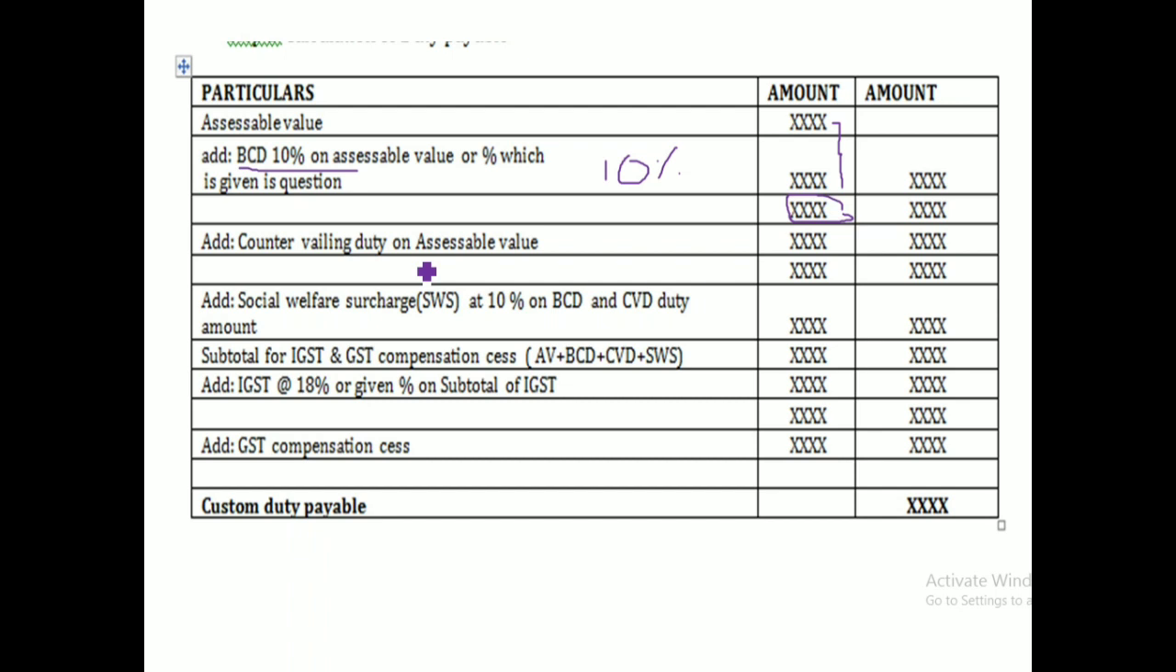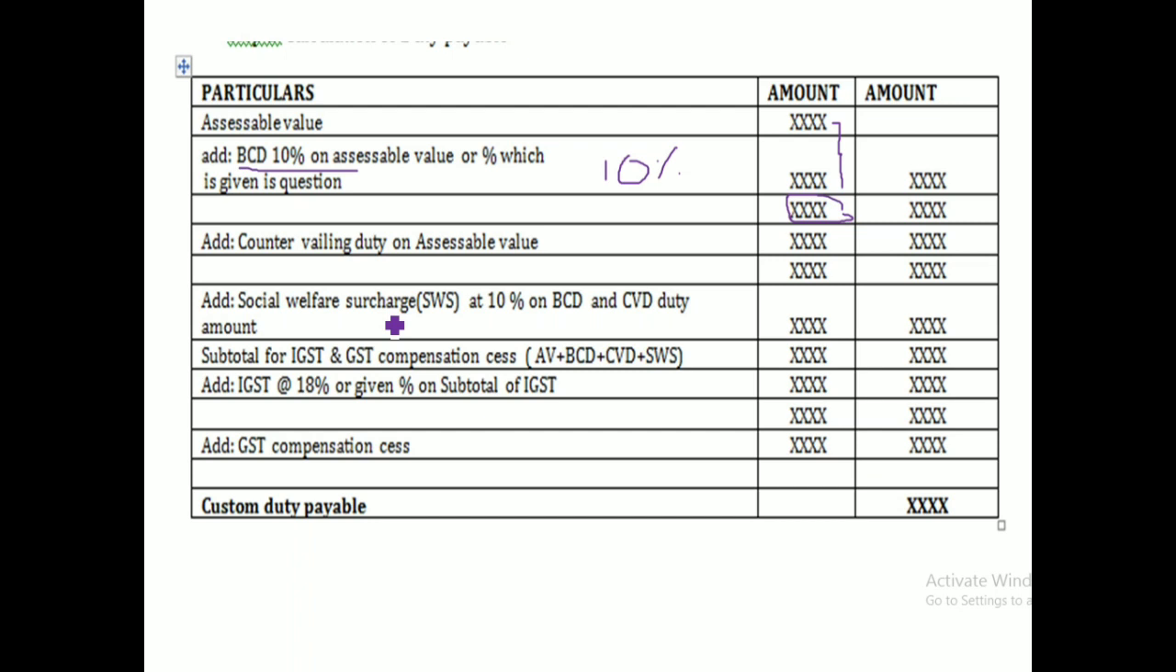We have discussed the types, countervailing duty and anti-dumping duty. On this amount we calculate the countervailing duty or anti-dumping duty based on the rate given in the problem. We add all these things and arrive at this value. Again, we need to add the social welfare surcharge, SWS.